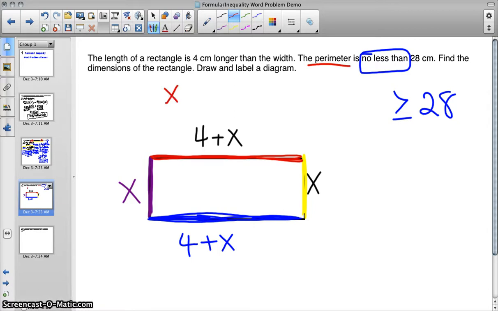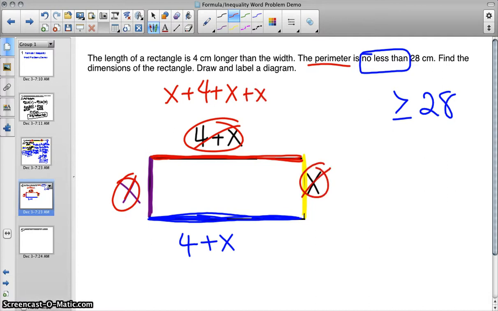Alright, so greater than or equal to 28. And then, how do we find the perimeter? Don't we just add up all the sides? So let's go and do that. It's x, plus 4 plus x, plus x again, plus 4 plus x. Alright, so I got all 4 sides. Now it's just a matter of combining like terms and solving.